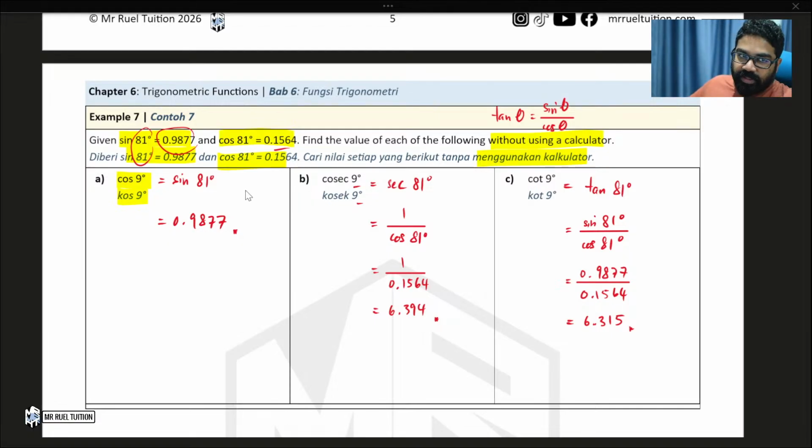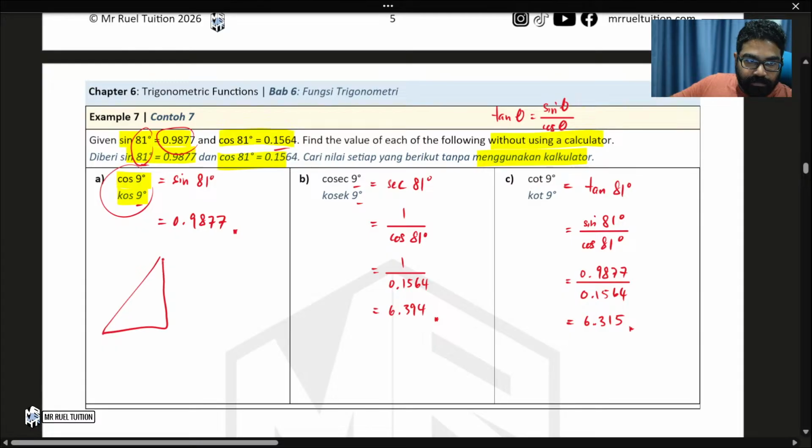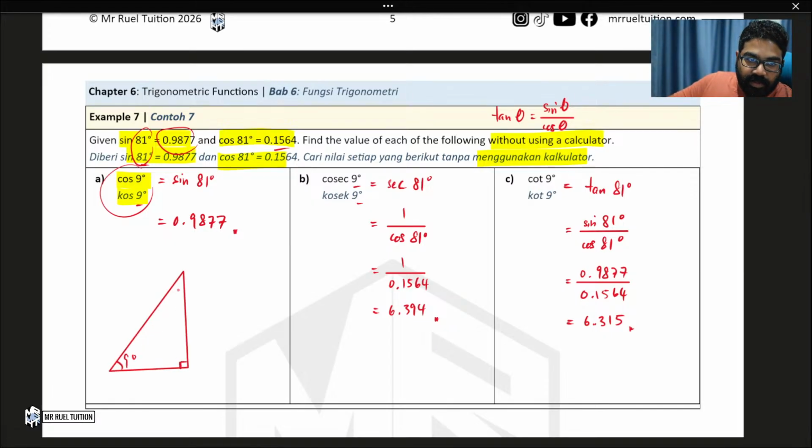So as I said, katakan dalam peperiksaan awak sudah lupa. Let's say in exam you forgot. But you know this is complementary. 9 and 81, awak tahu dia memang sudah pelengkap. But you forgot the relationship. It's okay. So contohnya nak cari cos 9 kan. So you just draw a triangle. Lukis segitiga. Just lakarkan segitiga sudut tegak. Sketch a right angle triangle. Here 9. Here 81.